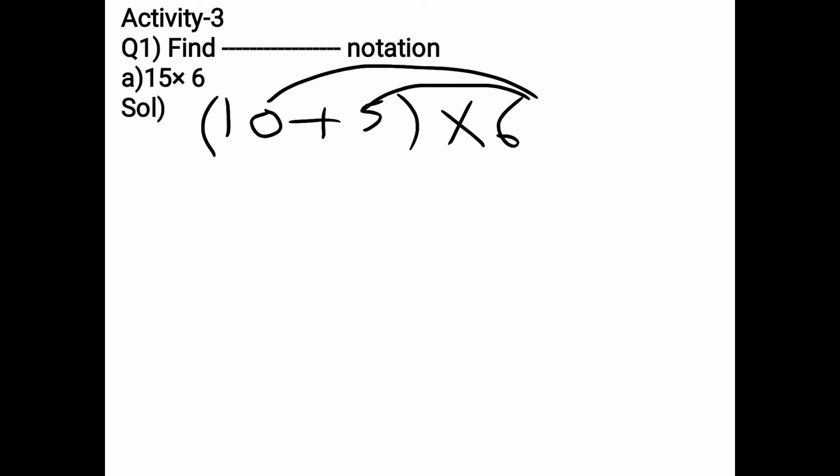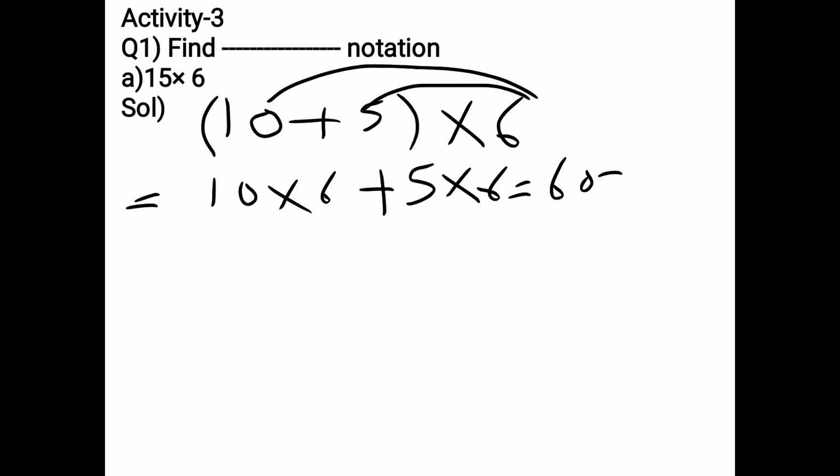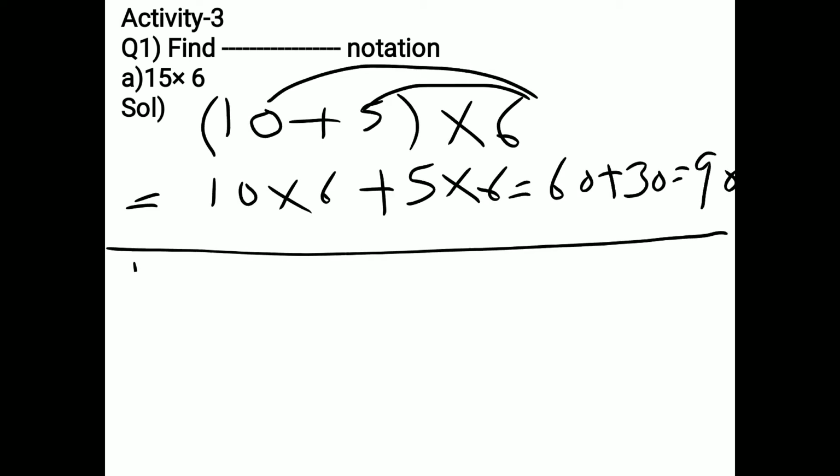15 into 6. So 15 we will expand. 15 becomes 10 plus 5, into 6. Now what do I do? I multiply 6 with 10 also, 5 also. So what will be the answer? 10 into 6 plus 5 into 6. 10 6s are 60. 5 6s are 30. What will be the answer? Answer is 90. Clear?